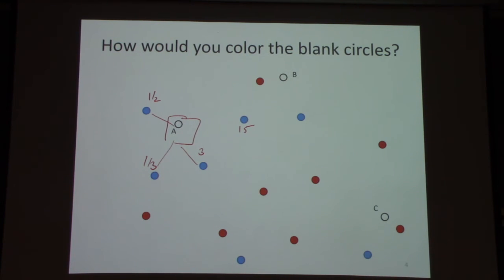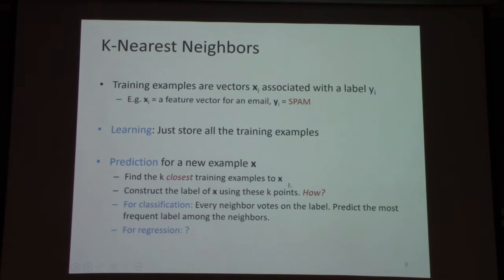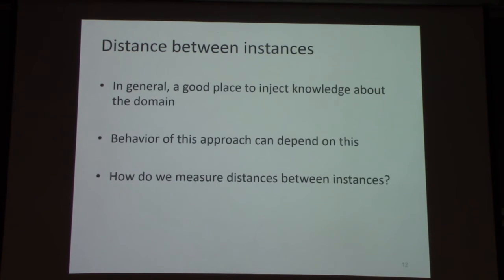Let me make my life a little easier and not use complicated fractions. Let's say the labels are 2, 3 and 4. I find the nearest neighbors. I found 3 of them. I look up their labels. I get 2, 3, and 4. And the prediction is the average of these three things. So the prediction is 2 plus 3 plus 4 divided by 3, which is 3.